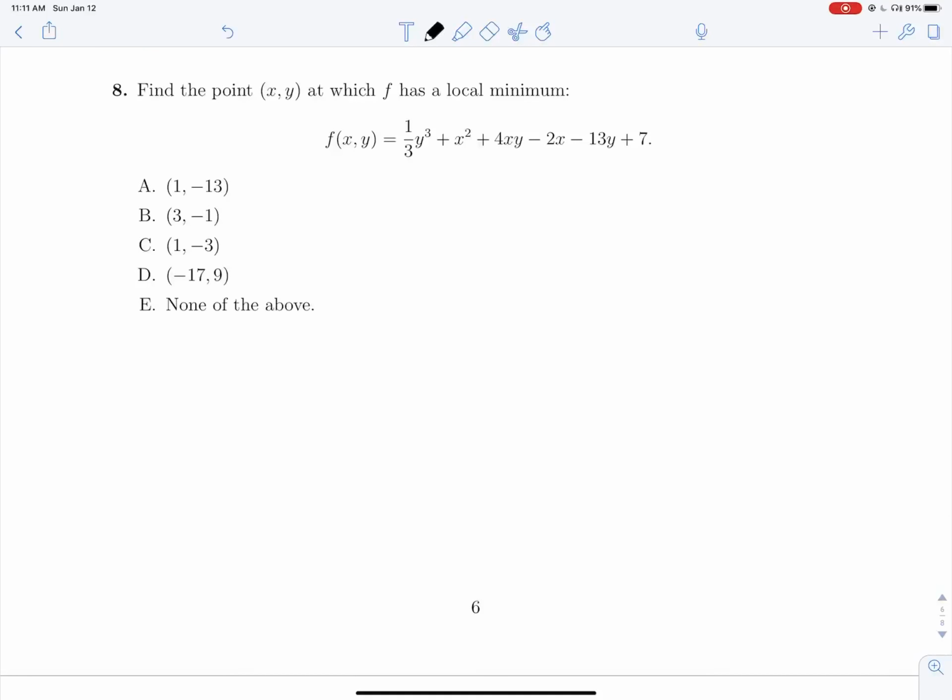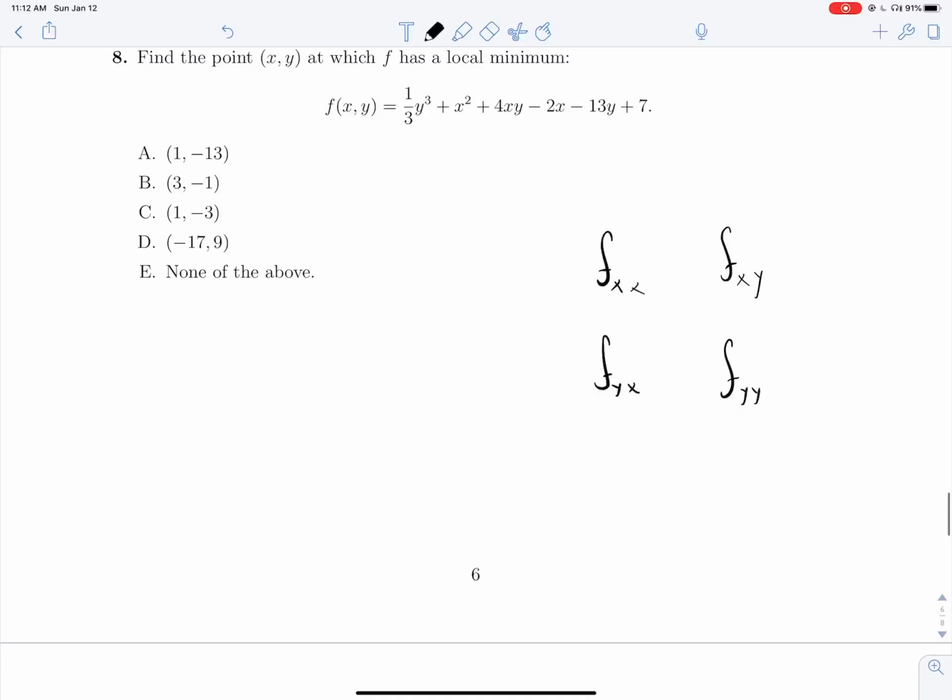Let's find the point (x, y) at which f has a local minimum. So this is going to be a second derivative test question, and we know that with the second derivative test, like we do every time, we are going to have a matrix in the end to deal with, which is going to be made up of fxx, fxy, fyx, and fyy, and then we have some rules for this matrix.